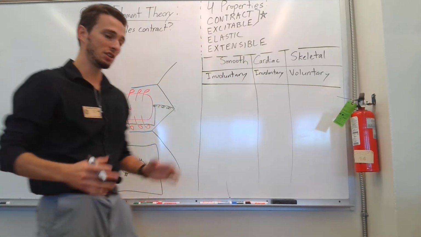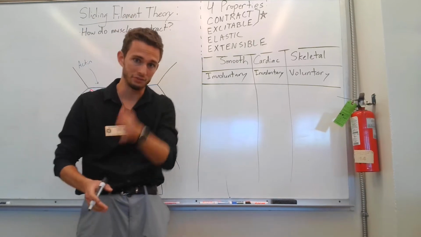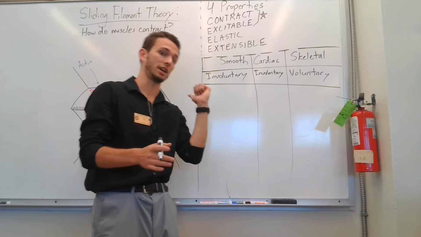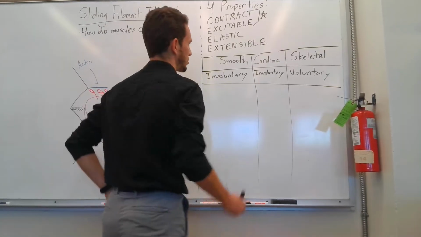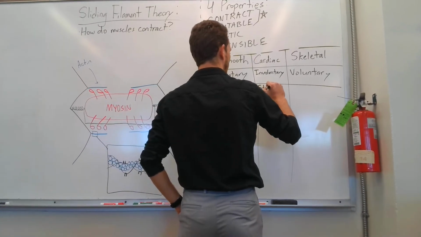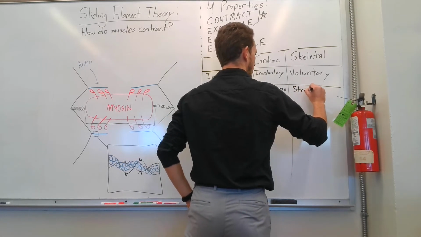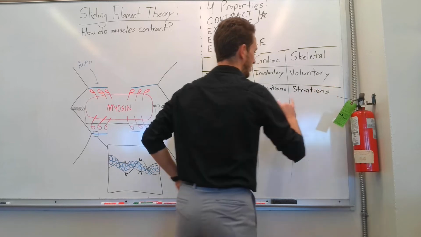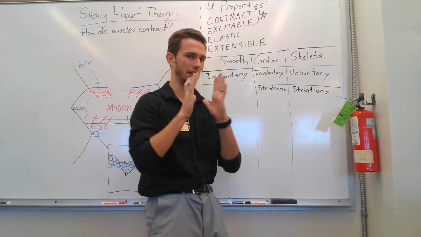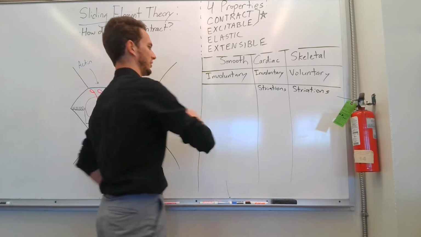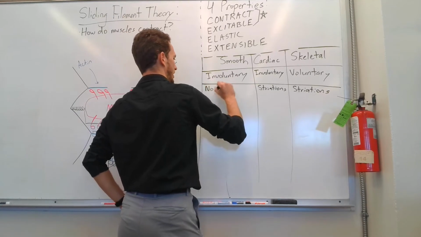Secondly, we can define these based on whether or not they have striations. And these striations are going to be contractile units that we're going to talk about in a second. Two of them have striations, cardiac and the skeletal. So these will function similarly in their contractions because they have the similar contractile units. The smooth muscle acts a little differently. So these have no striations.